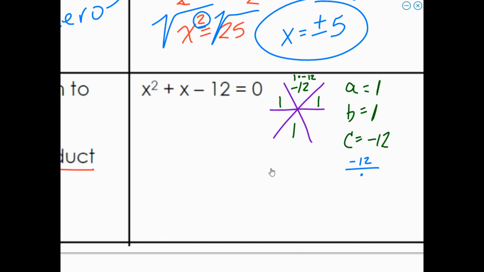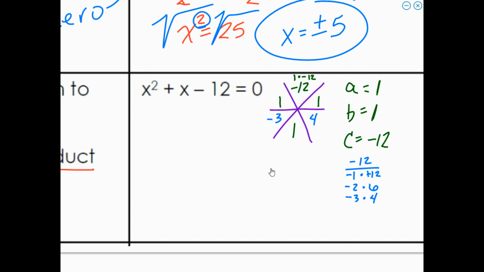Okay. So I need my bigger number to be positive. So 1 times negative 12, does that add to give me 1? No. But I just said I need my bigger number to be positive, right? So what about negative 1 plus 12? Still not work? Does that equal 1? No. Okay, so negative 2 times 6? No. Negative 3 times 4? Yes. So negative 3 and 4.